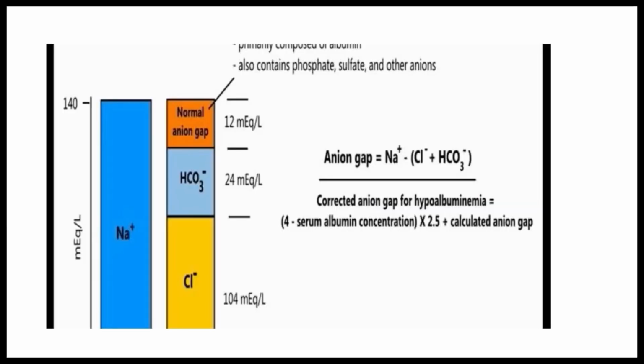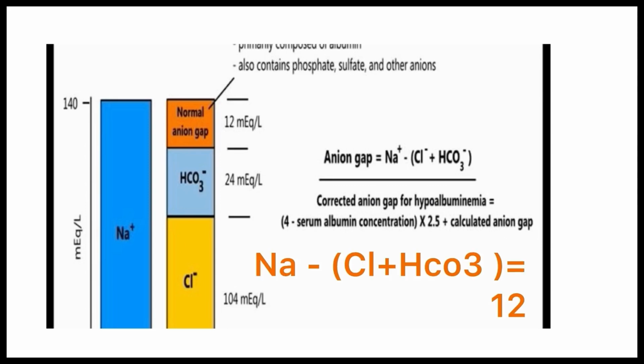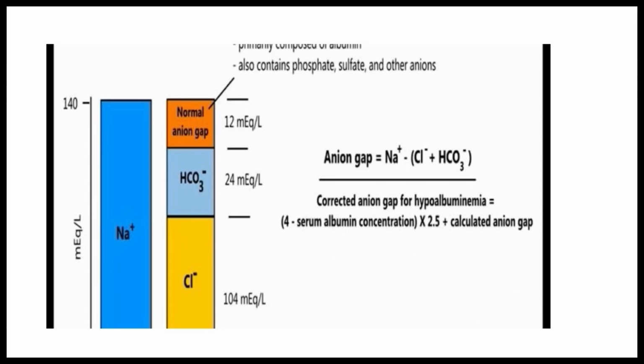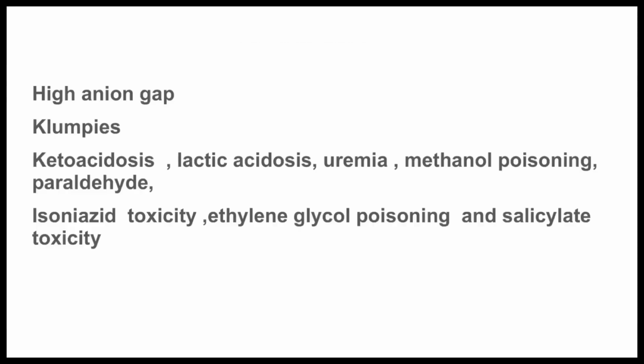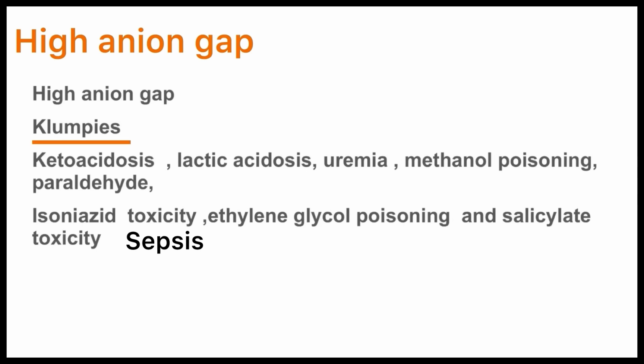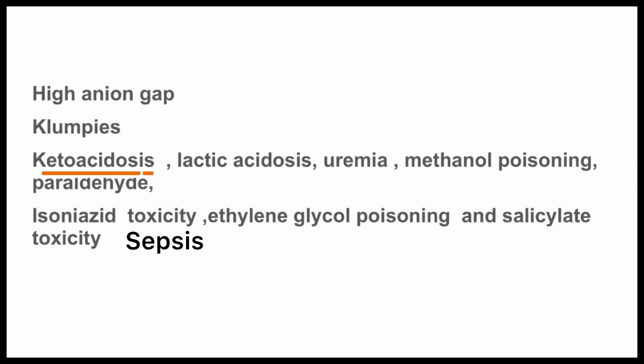So once more, how to calculate anion gap? It is calculated using the formula sodium minus chloride plus bicarb. Normal value is 12. So what are the conditions with high anion gap metabolic acidosis? It includes the mnemonic CLUMPIES: K for ketoacidosis, lactic acidosis, uremia, methanol poisoning, paraldehyde, isoniazid toxicity, ethylene glycol poisoning, salicylate toxicity.